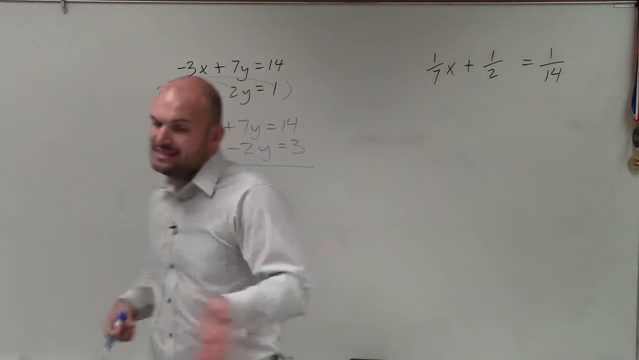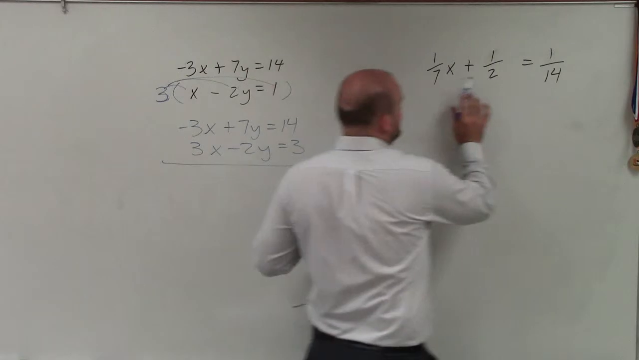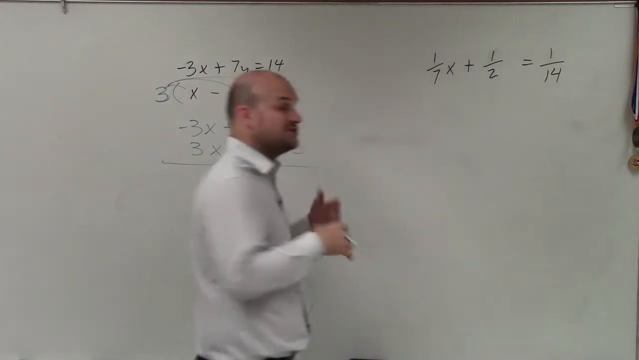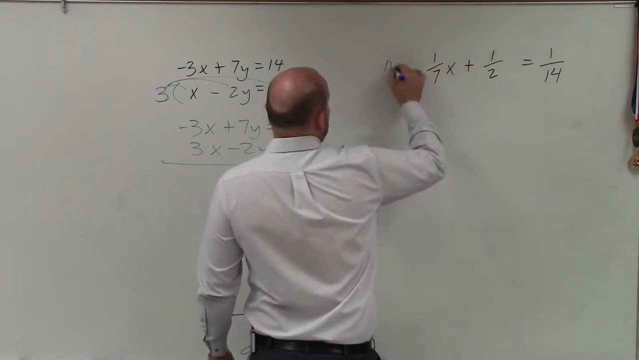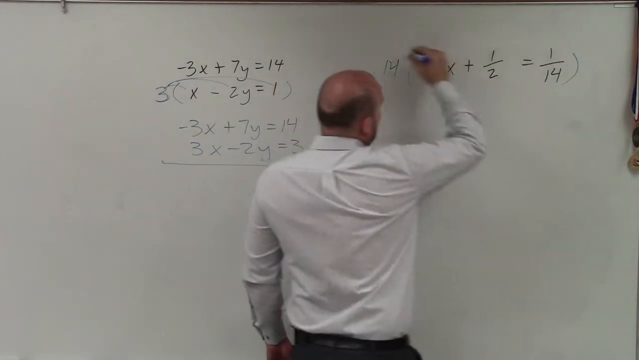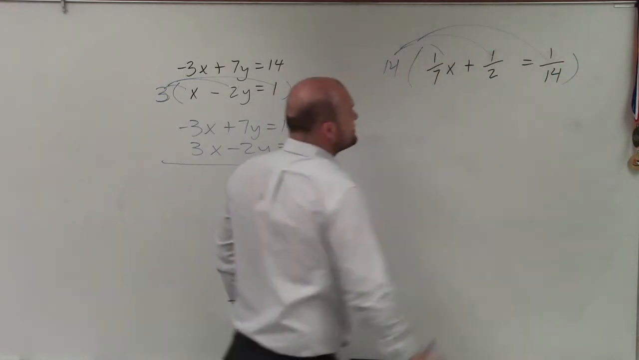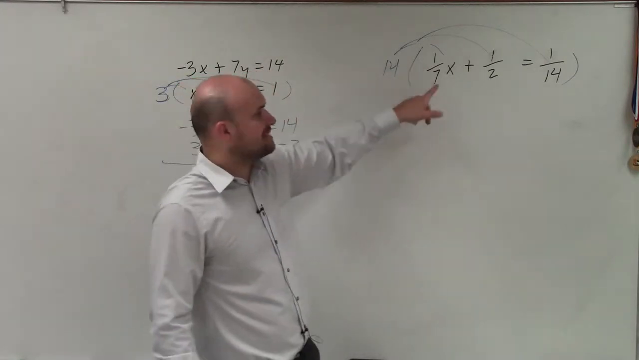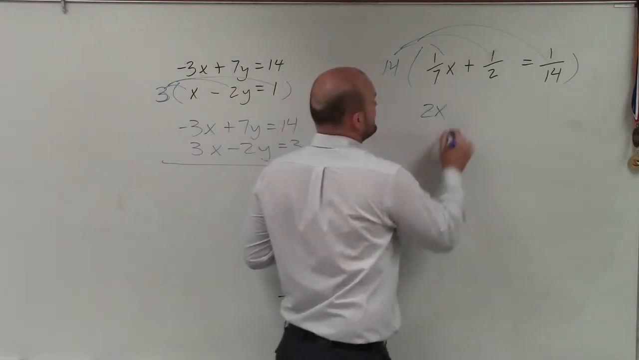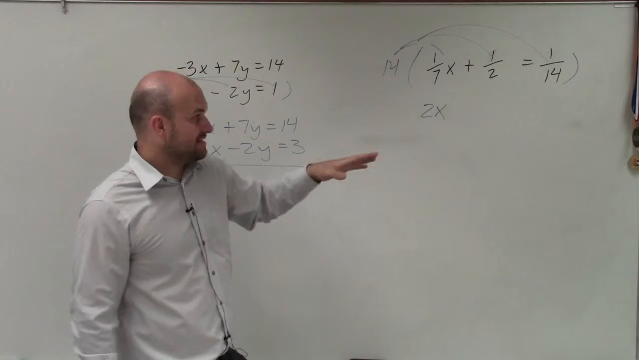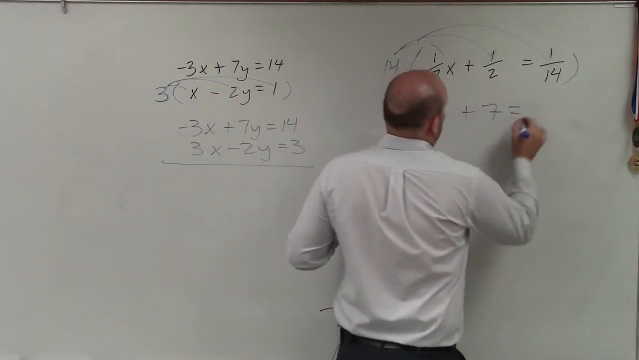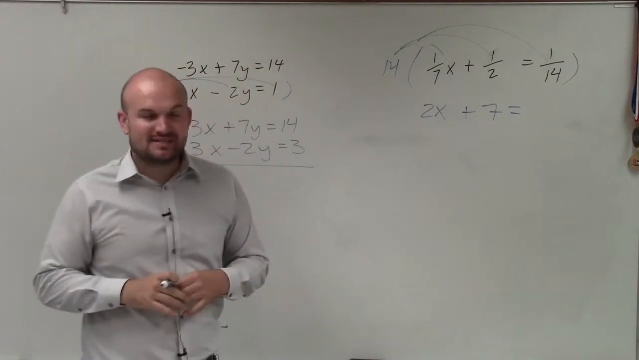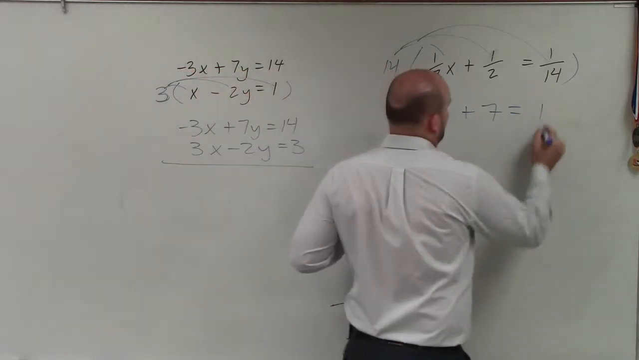And when doing that, we need to multiply by the greatest common factor of all of our denominators, which in this case is the GCF, which would be 14. So that is going to be my multiplier, which I'm going to multiply by every single term. So 14 times 1/7 x is going to be 2x. 14 times 1/2 is equal to 7. And 14 times 1/14 is just going to equal 1.